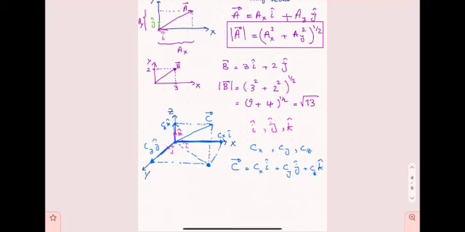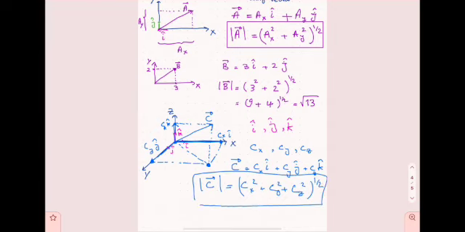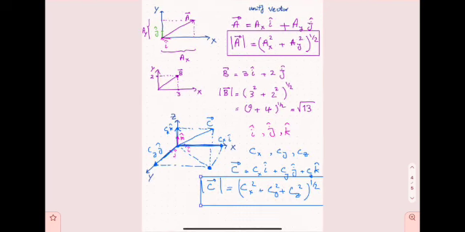And again, very similar. If one wants to calculate the magnitude of C, then it's easy: cx squared, cy squared, cz squared, and then you take a square root of this, and this is the magnitude of this vector. Perfect. So now we know how to represent vectors in 3 dimensions.